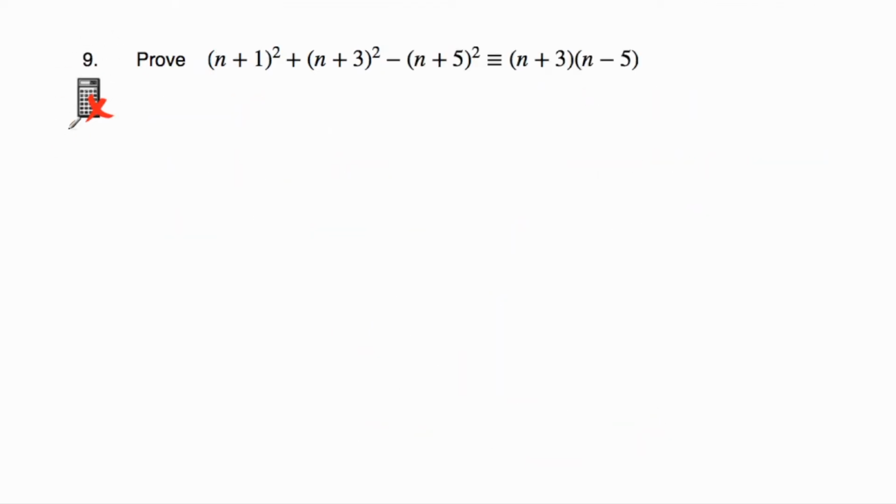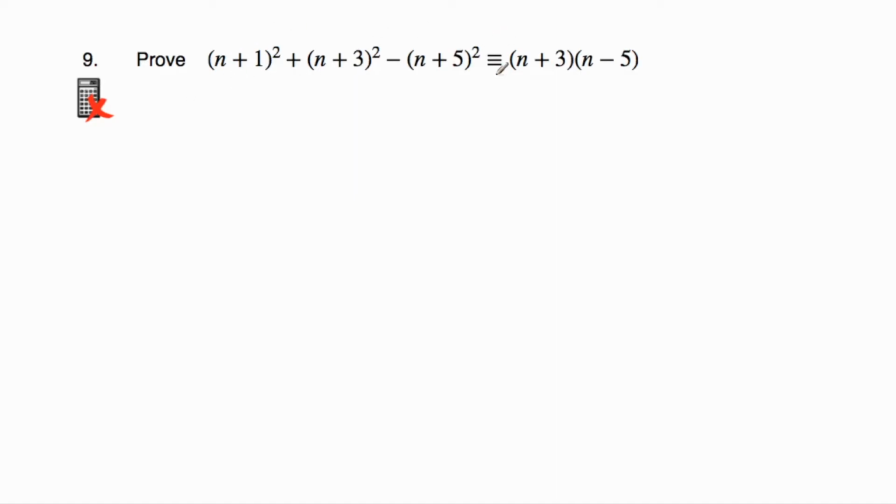Okay, let's have a look at question number 9. Question number 9 says, prove (n + 1)² + (n + 3)² − (n + 5)² is equivalent to (n + 3)(n − 5). Now in this question we want to start with either the left hand side of the identity or the right hand side, and this is an identity because we've got this equivalent to.